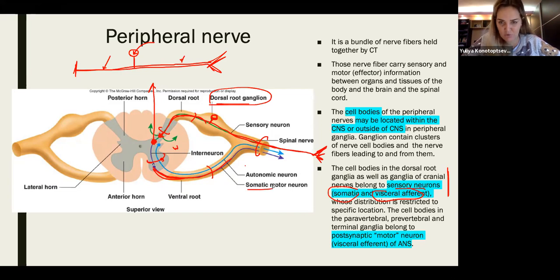We have the somatic motor neuron and we have the visceral, so the autonomic one. And what's most important is that only the somatic efferent neuron is capable of synapsing with an interneuron. So this is the reflex arc that we talk about, like the patellar reflex, where the sensory neuron synapses with an interneuron, which in turn synapses with the somatic efferent neuron.